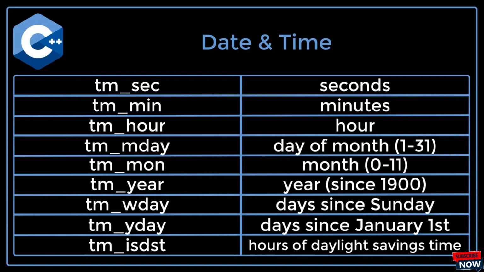tm_sec will give us the seconds, tm_min will give us the minutes, tm_hour will give us the hour, tm_mday will give us an integer value between 1 and 31, representing the day of the month. tm_mon will give us an integer between 0 and 11, representing the month. tm_year gives us the year since 1900. tm_wday gives us the days since Sunday. tm_yday gives us the days since January 1st. And tm_isdst gives us the hours of daylight savings time.